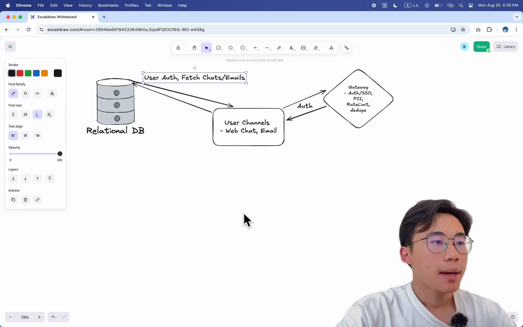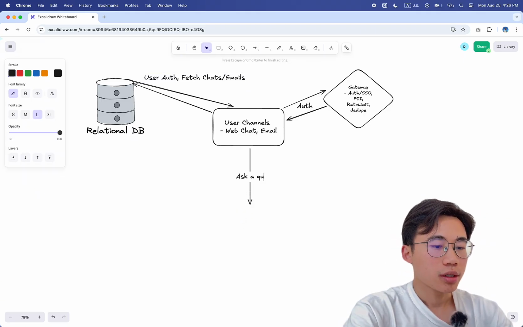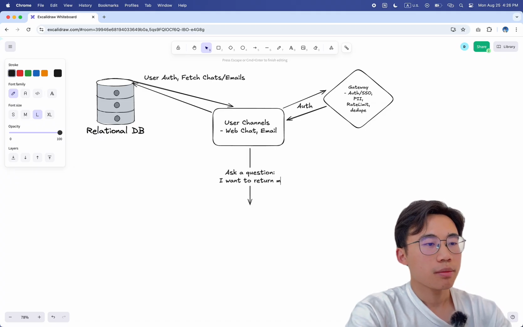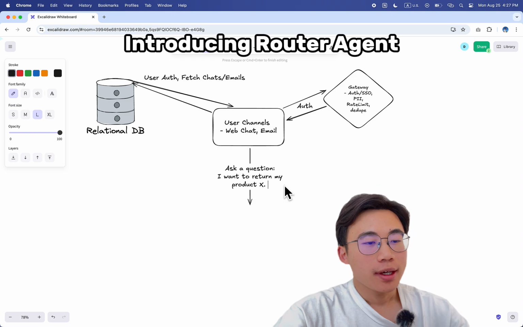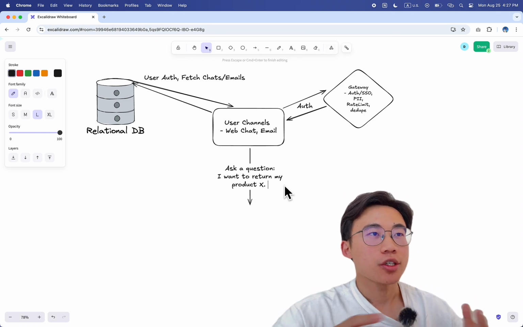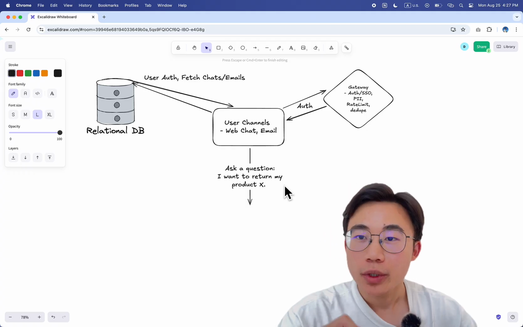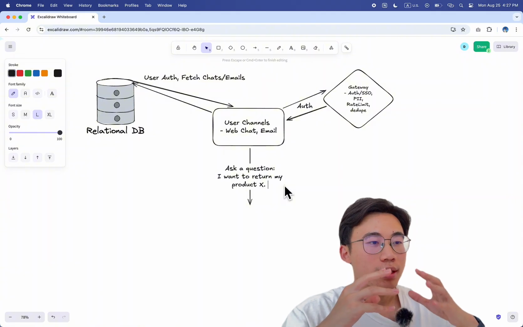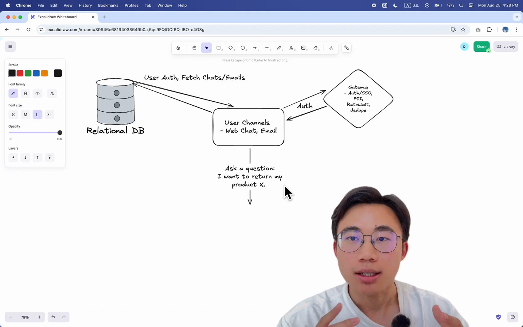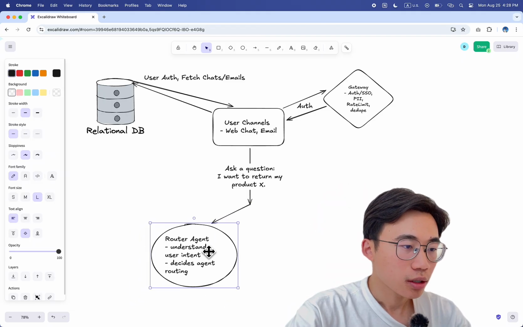Imagine a customer has just asked a question. They said, I want to return my product X. You would probably think, hey, let me check my policy. Let me understand what to do next, right? So exactly for AI agents, the first thing we do is introduce something called a router agent. What it does is try to understand the intent of the question so that it knows what to do next. A router agent, there we go.